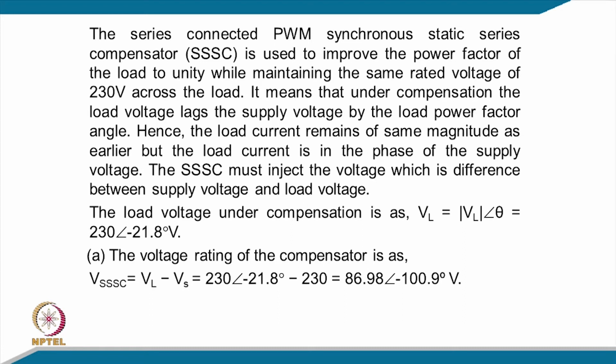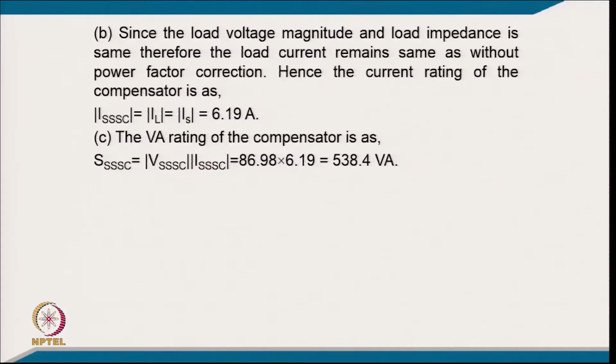So, the SSC must inject a voltage which is the difference between the supply voltage and load voltage. The load voltage under the compensation is V equal to 230 at an angle of 21.8 degrees, and the voltage rating of the compensator will be VL minus VS. So this is the VS and this is the VL. You will get this injected voltage of 86.98 at an angle of 100.9 degrees.